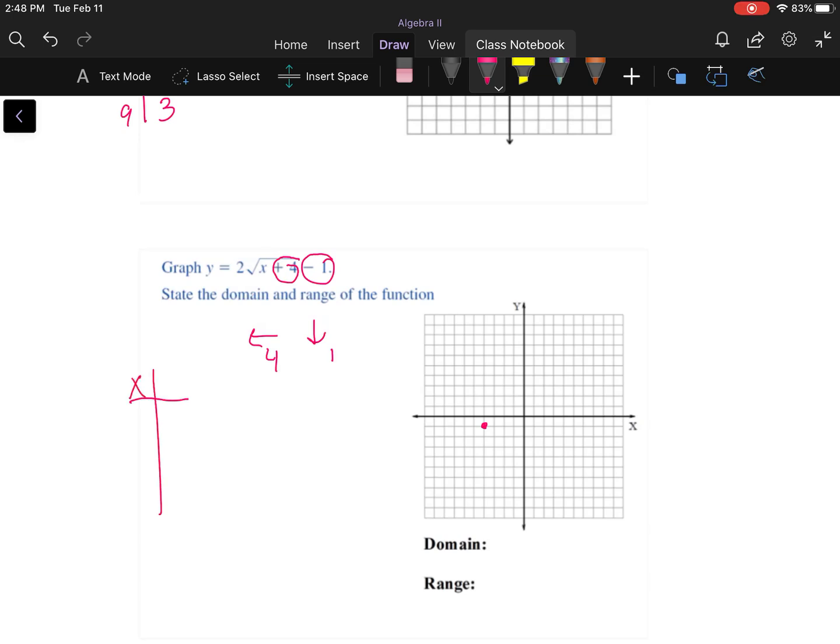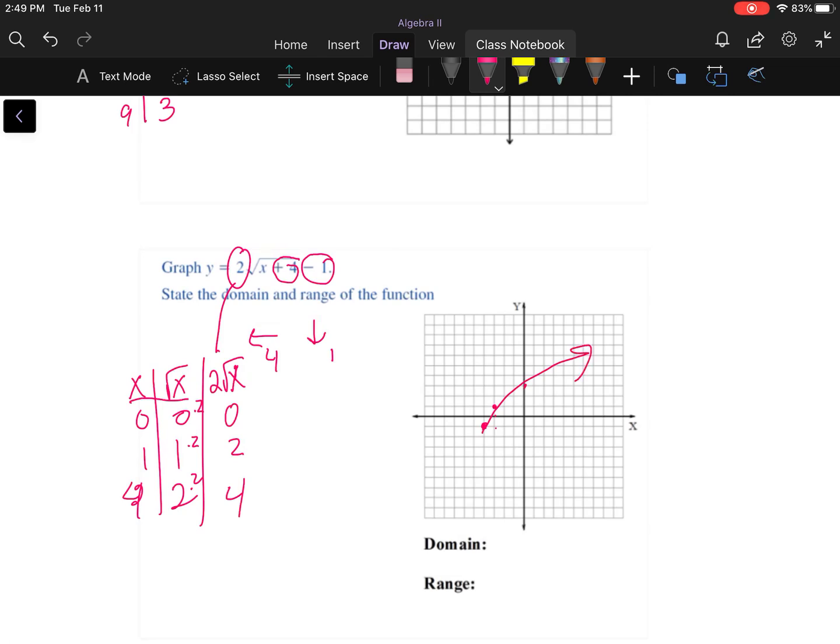Go with the same values I did in my parent function, 0, 0, 1, 1, 4, and 2. But now, because of that 2, I'm going to double all of my y values. So 2 square roots of x. So 0, 2, and 4. So there's my first point, 0, 0. I'm going to go over 1, up 2. I'm going to go over 4 and up 4. And it looks something like that.